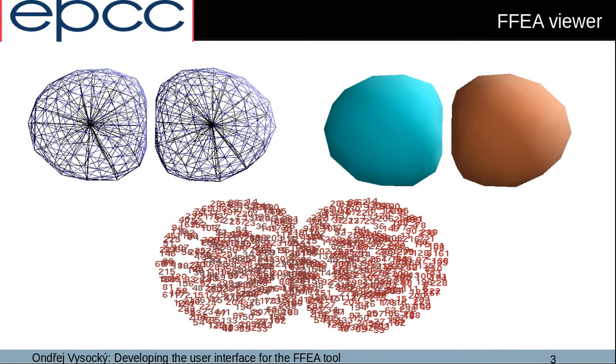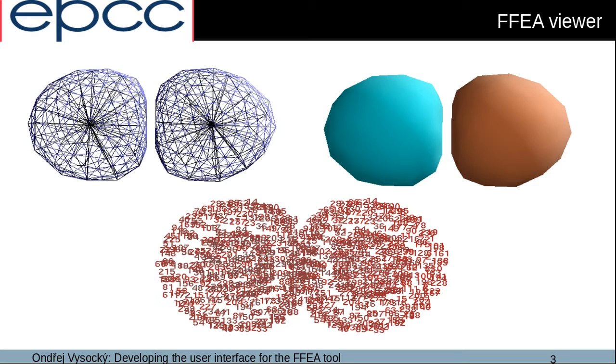My project is called Developing the User Interface, but at the beginning there already was a simulation tool. It is called FFEA Viewer, and it is a Python tkinter tool. These pictures represent features of the viewer: mesh structure, surface, and node IDs.